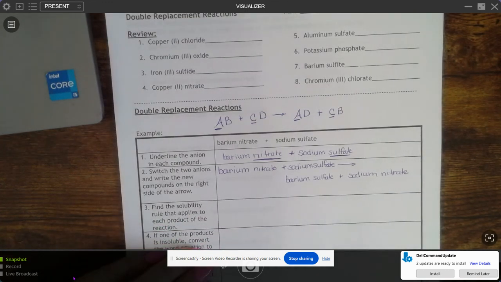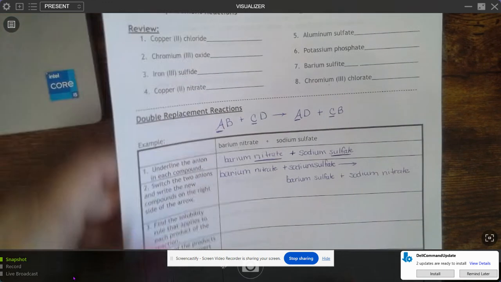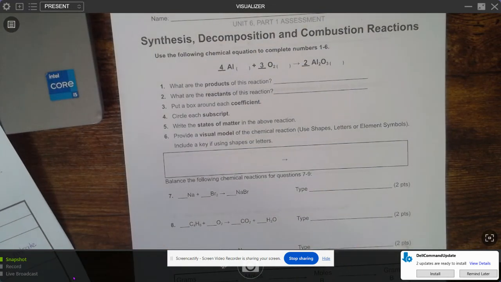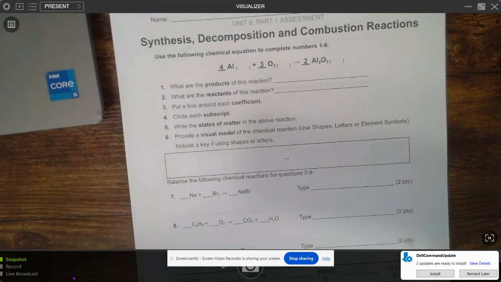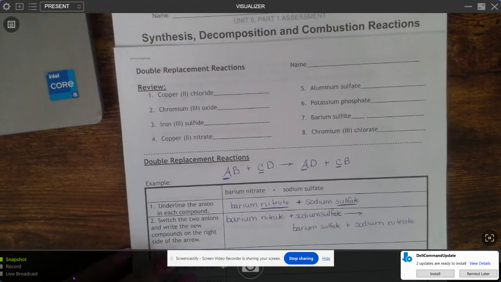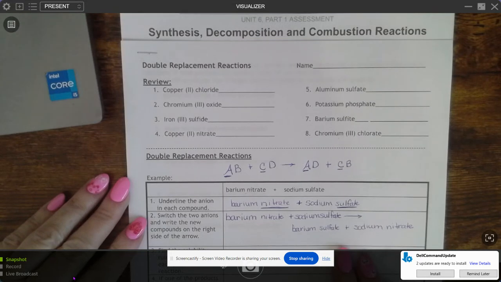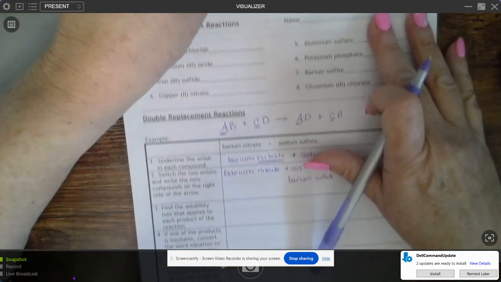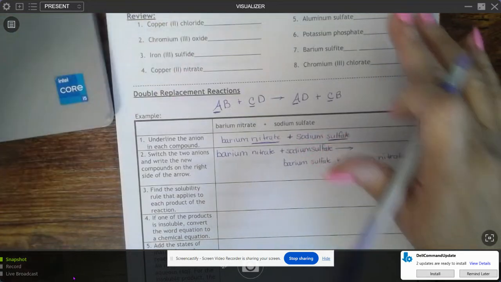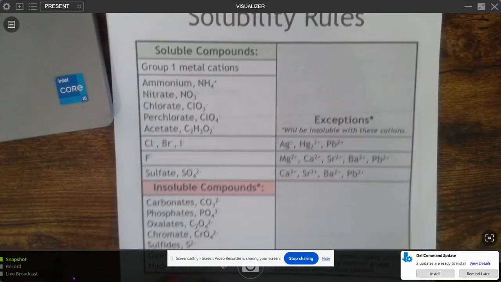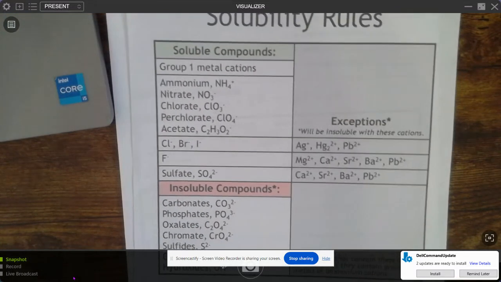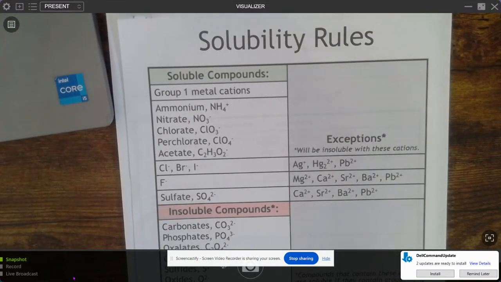Okay, now the second thing that we have to do, hold on, I've got to get my solubility chart. The second thing that we have to do once we've written our products is, it turns out sometimes double replacement reactions don't happen. And we have to look at something called our solubility rules in order to figure out if a reaction is going to take place.